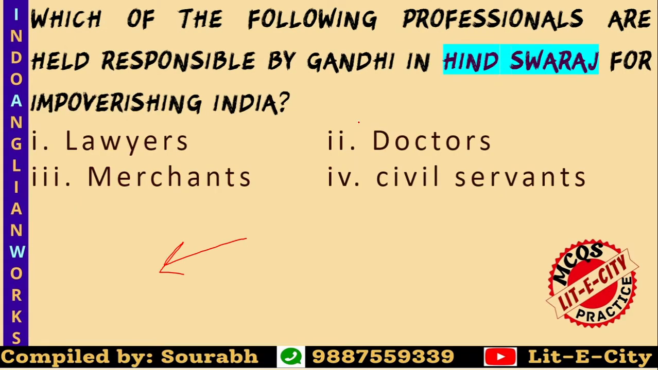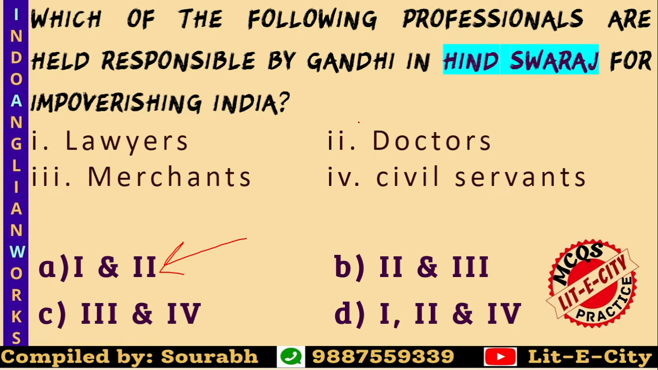Which of the following professionals are held responsible by Gandhi in Hind Swaraj for impoverishing India? Gandhiji basically criticized two particular professions: lawyers, doctors, merchants, or civil servants. So the correct answer is lawyers and doctors. He criticizes them for their corrupt practices in the book Hind Swaraj.